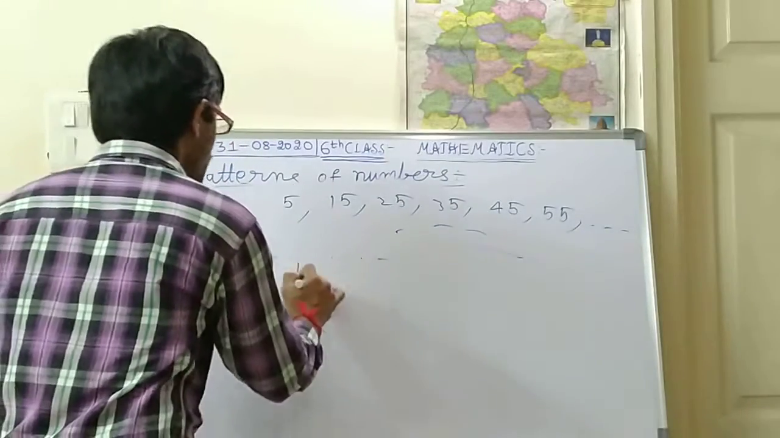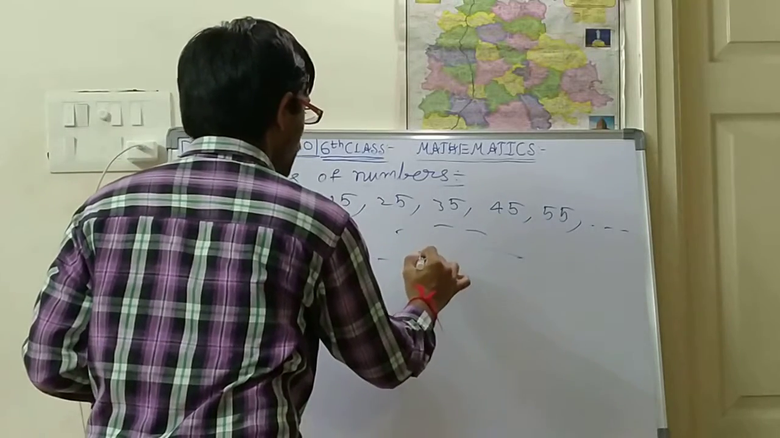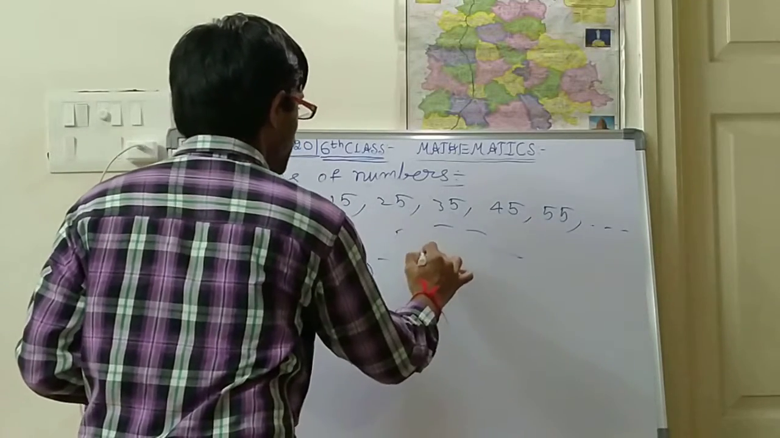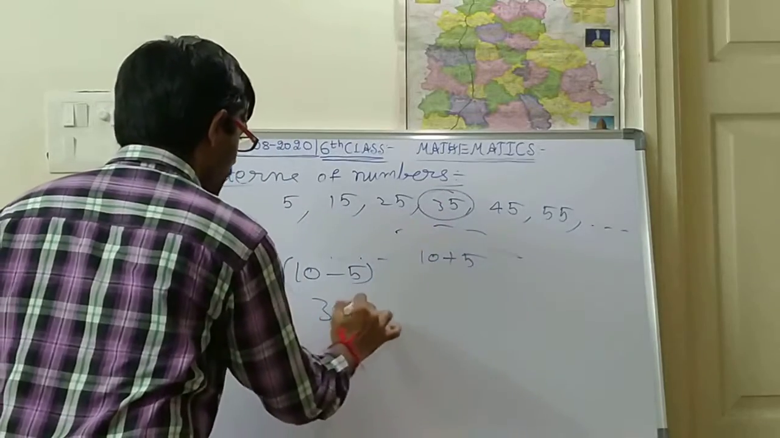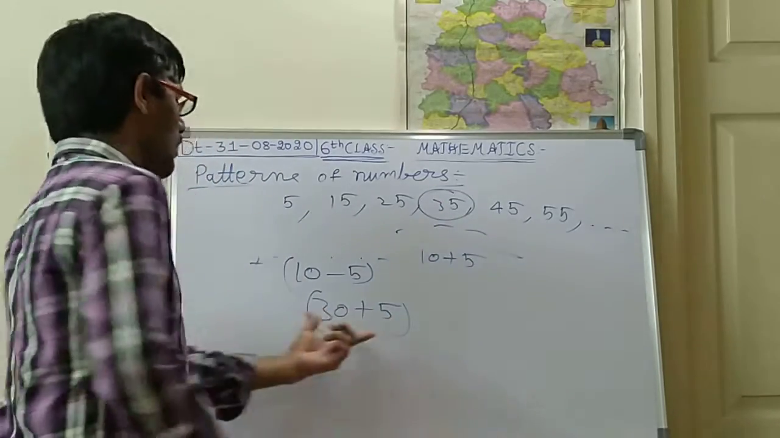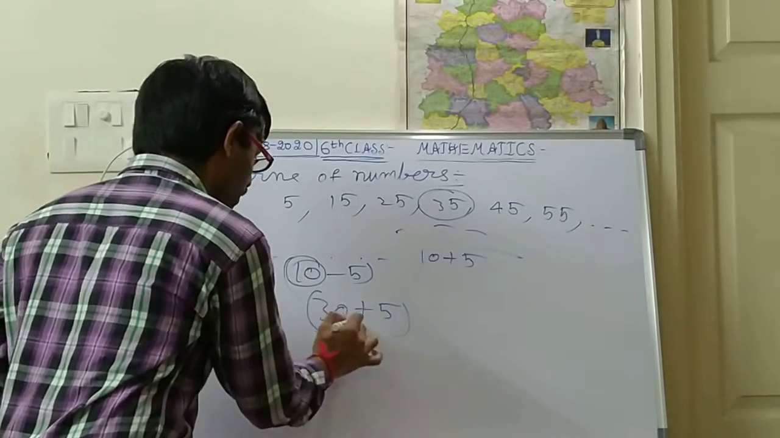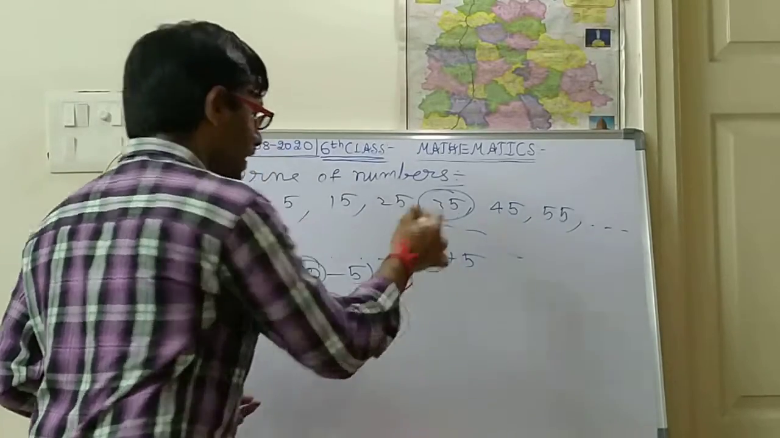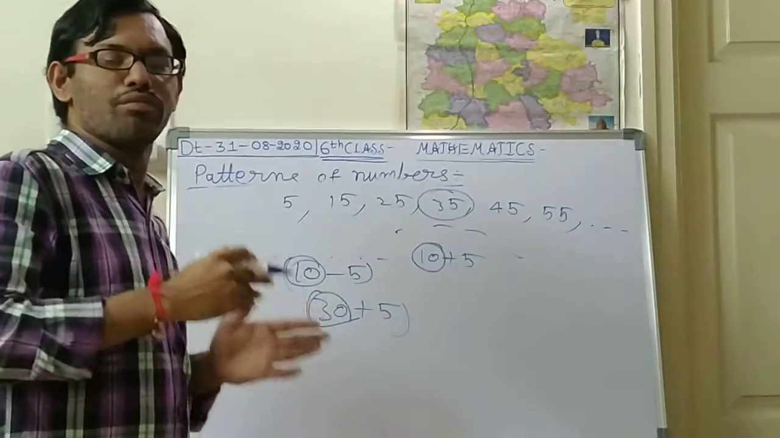So 5 means you should take 10 minus 5. Or 15 means you should take 10 plus 5. 35 means you should take 30 plus 5. By taking this, there is a tens number. So in every case there is a tens number or hundreds number. Like this you are supposed to take.